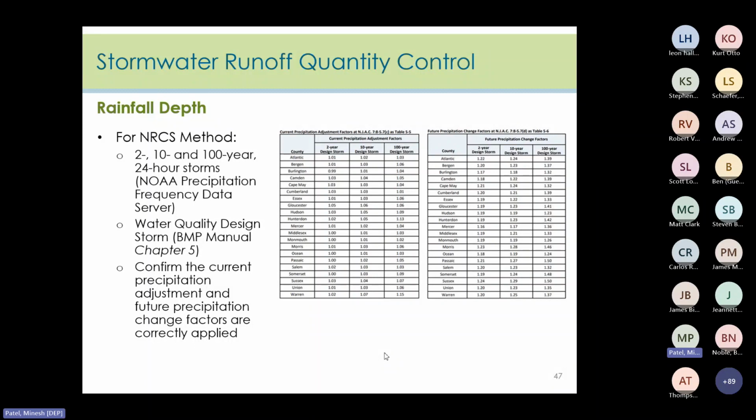The rainfall depth and intensity information should come from these sources. You will need to make sure the current precipitation adjustment and future precipitation change factors are appropriately applied for the 2-year, 10-year, and 100-year storm events using these tables on the slide, which can be found in Chapter 5 of the BMP manual.